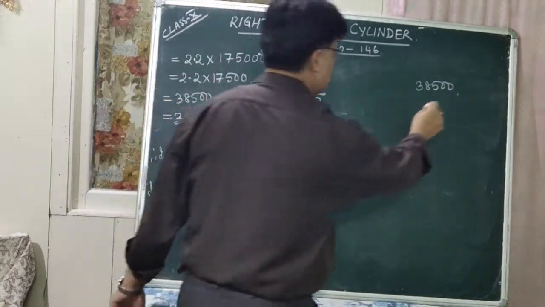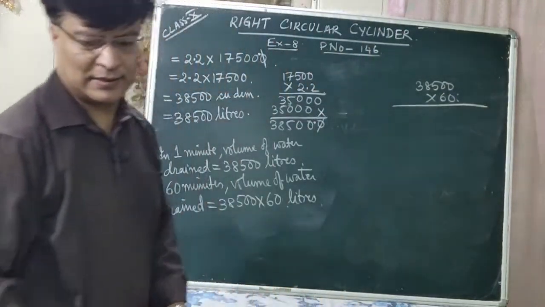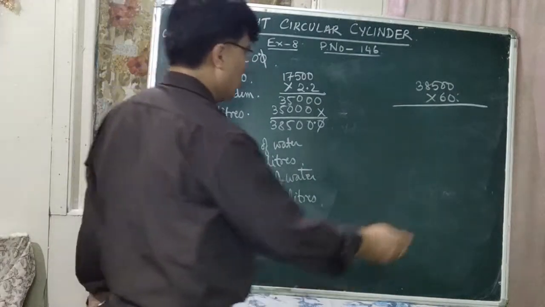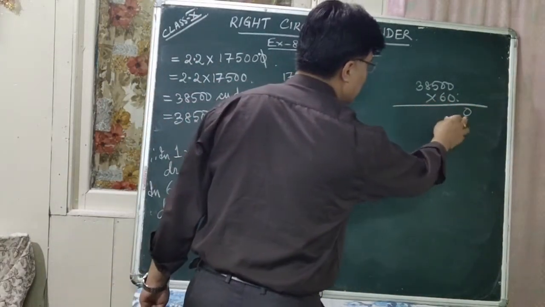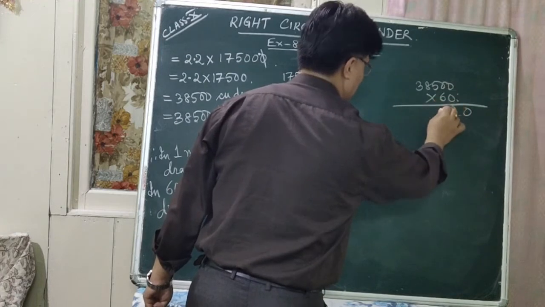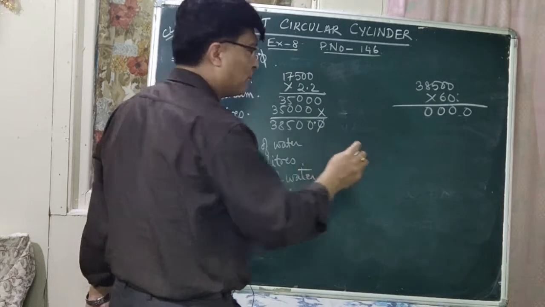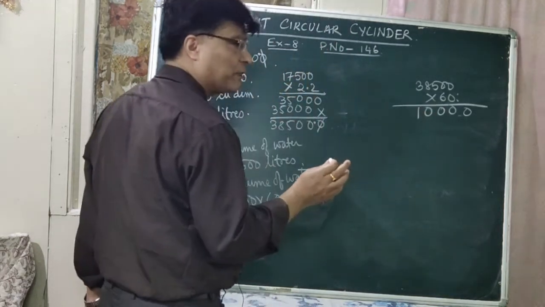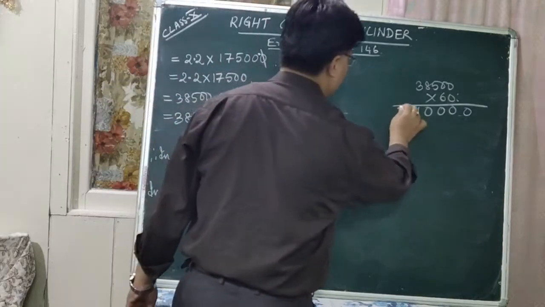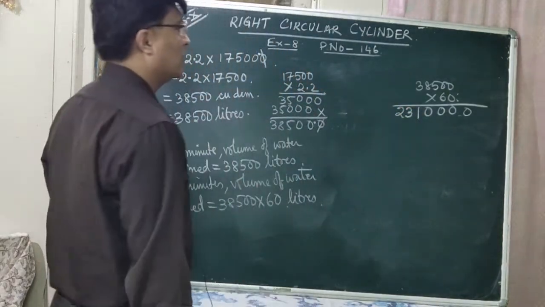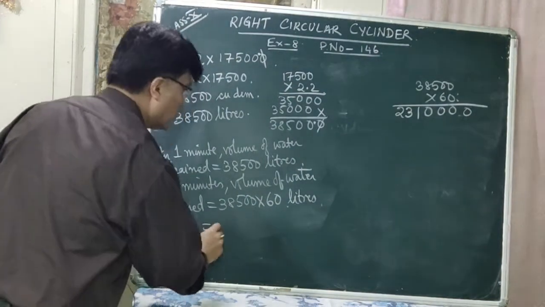38,500 into 60. So multiply it. You can easily multiply it. 6 zeros are 0, 6 5s are 30, 3 8 6s are 48 plus 3 is 51, 5 6 3s are 18 plus 5 is 23, isn't it? Right?